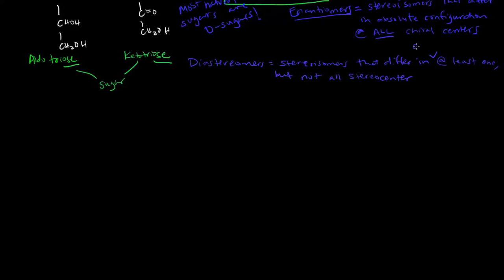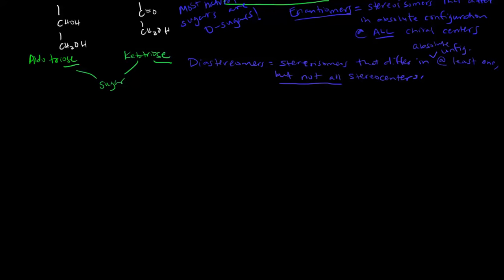Differ in absolute configuration, to be specific. Okay, so stereoisomers that differ in absolute configuration at at least one but not all stereocenters. Because if they differed at all the stereocenters, they'd then be enantiomers. Okay, so let me give you a quick example here.